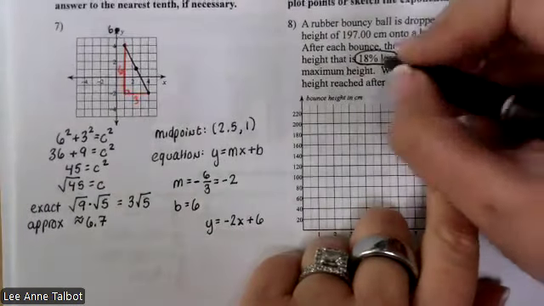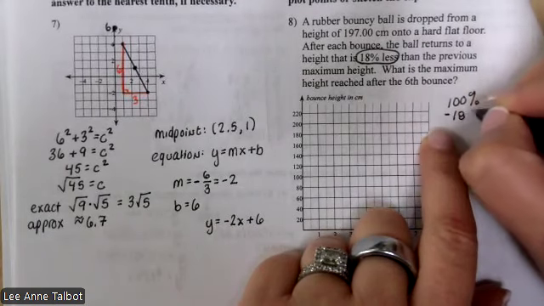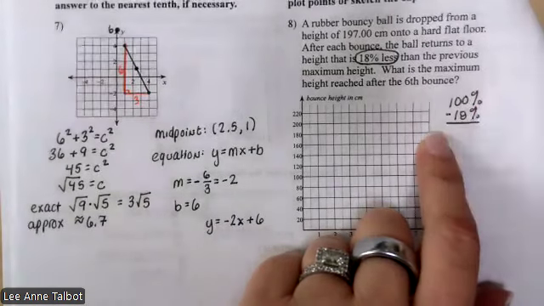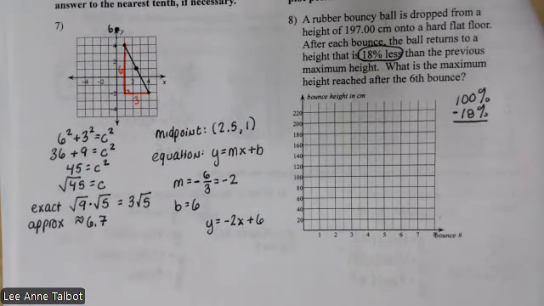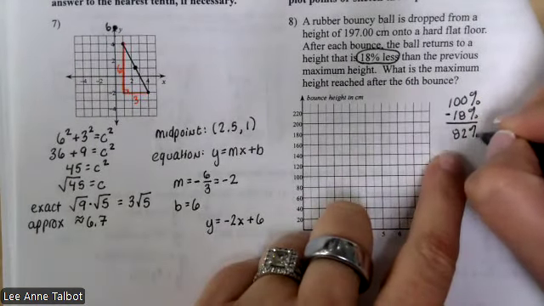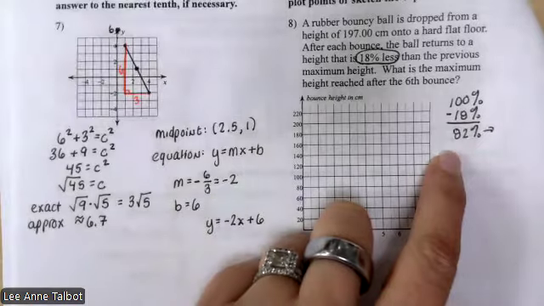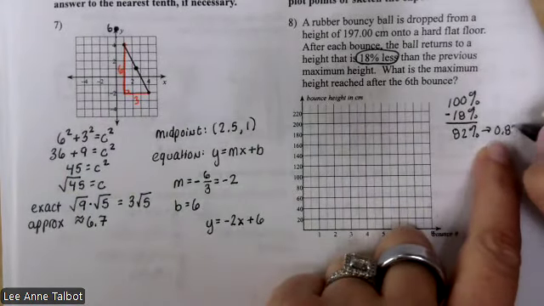Okay, so 18% less, we go 100% minus 18%. How do I know to do minus? Because it says less, yeah. Okay, so this is 82%. And what is 82% in a decimal? Beautiful. 0.82.